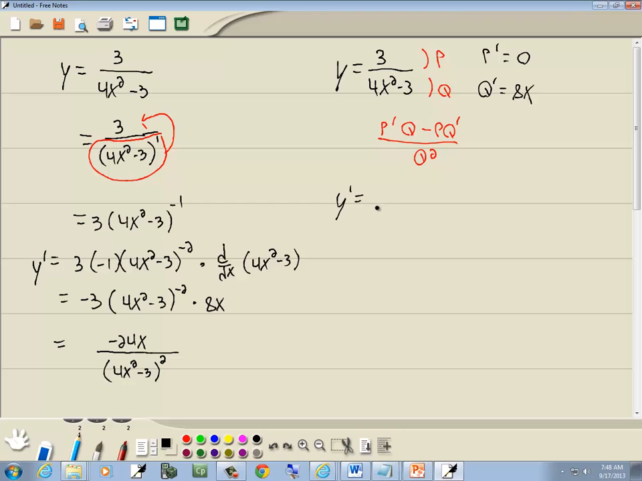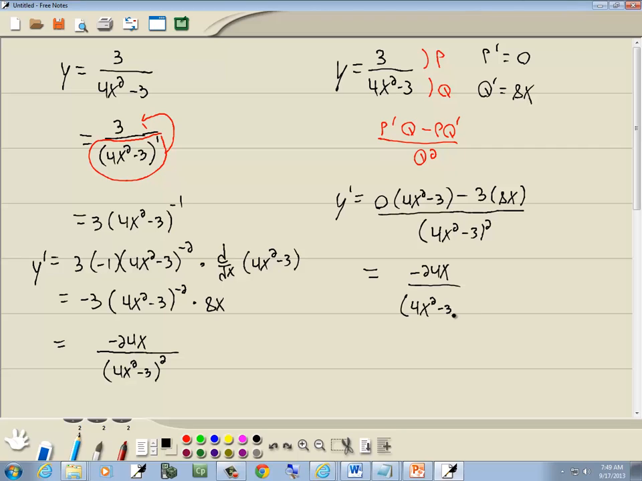So p prime would be 0 times q, which is 4x squared minus 3, minus p, which is 3, times q prime, which is 8x, all over q squared, which is 4x squared minus 3 squared. Now 0 times anything drops away. Negative 3 times 8 is negative 24 with an x, over 4x squared minus 3 to the second power.